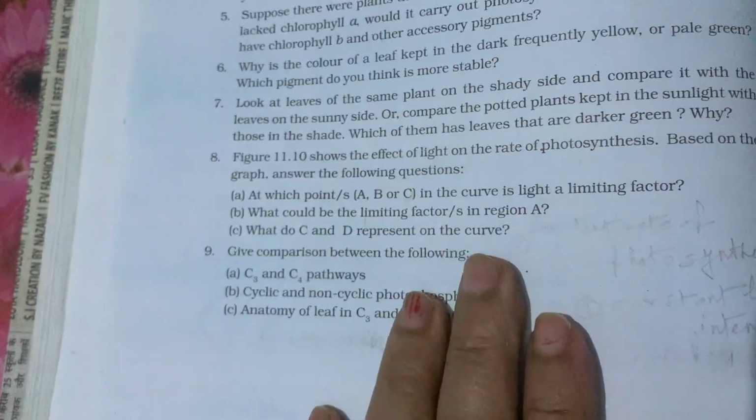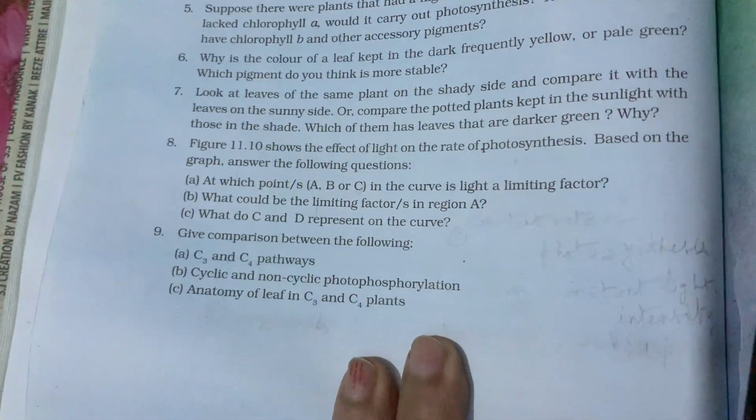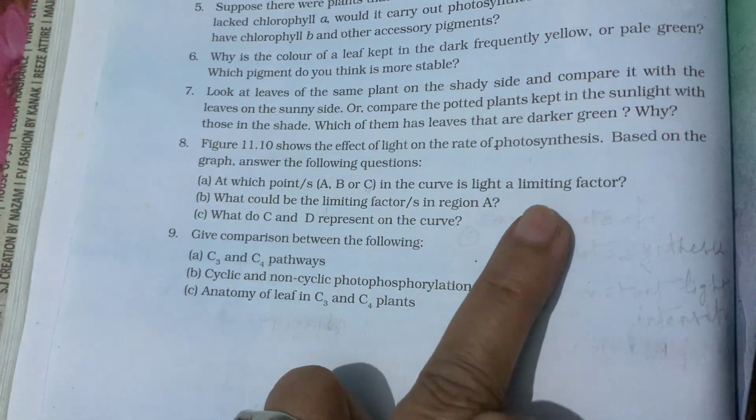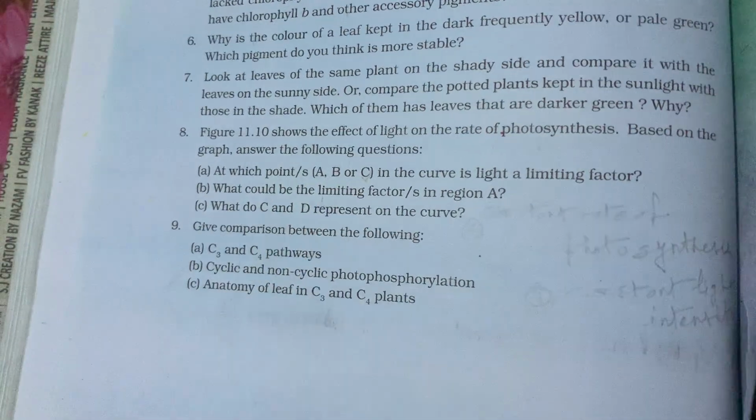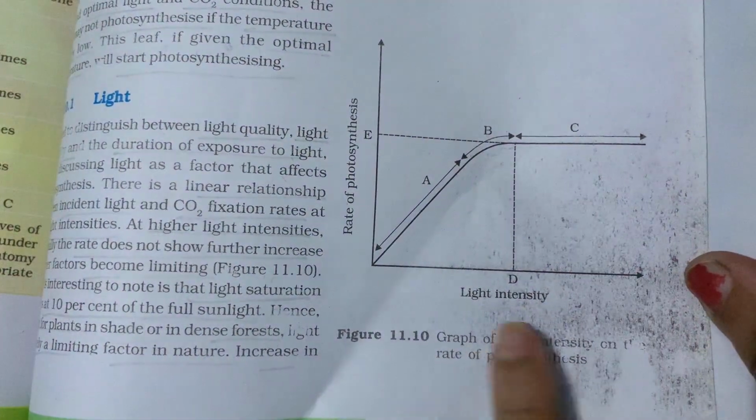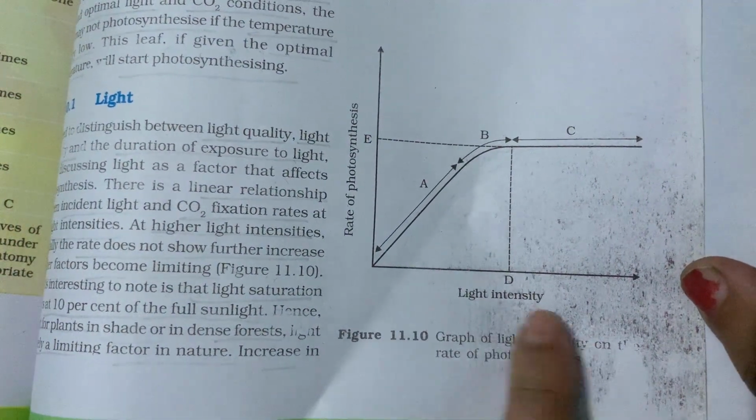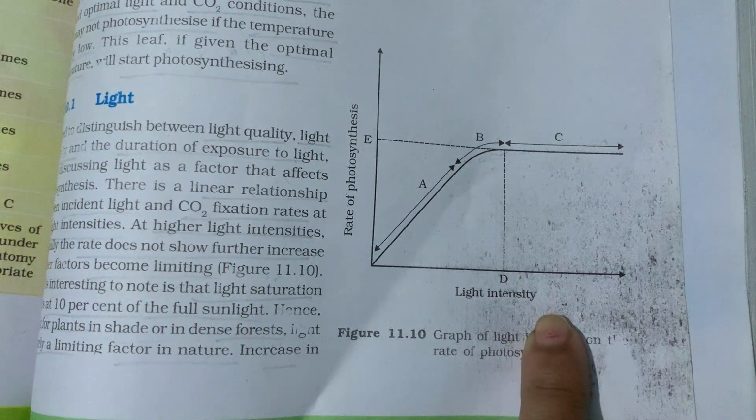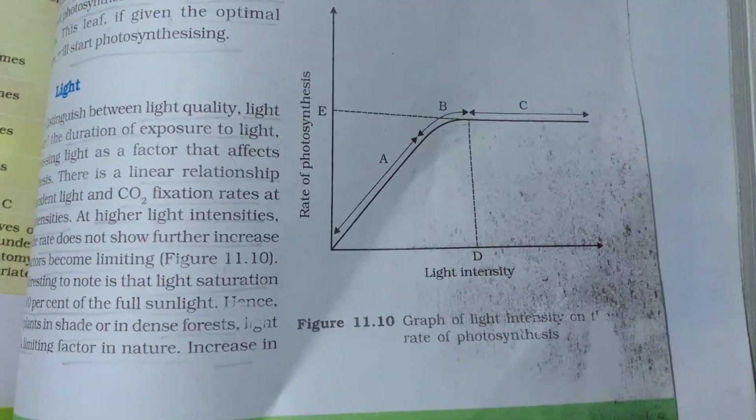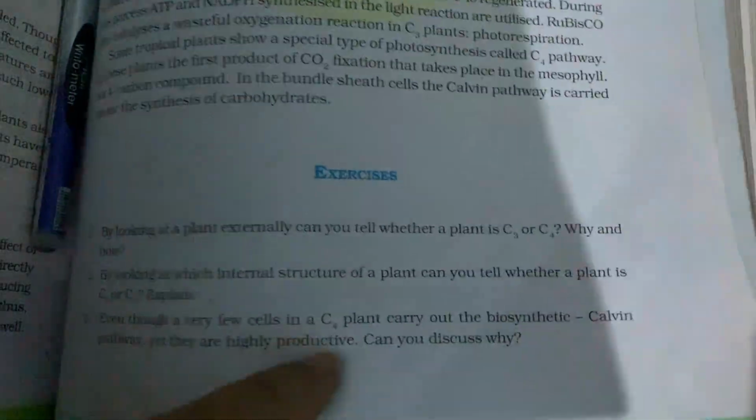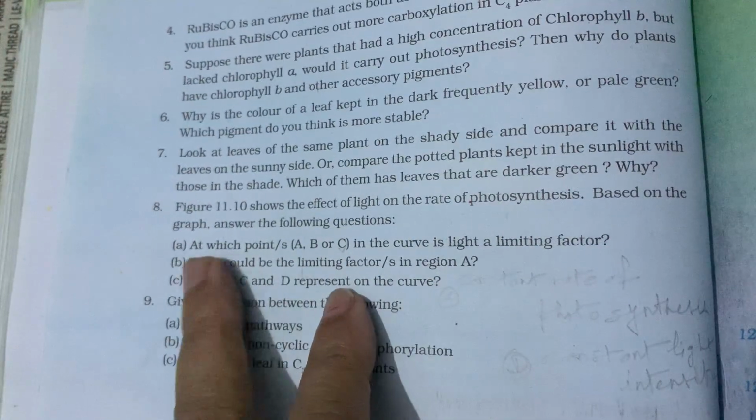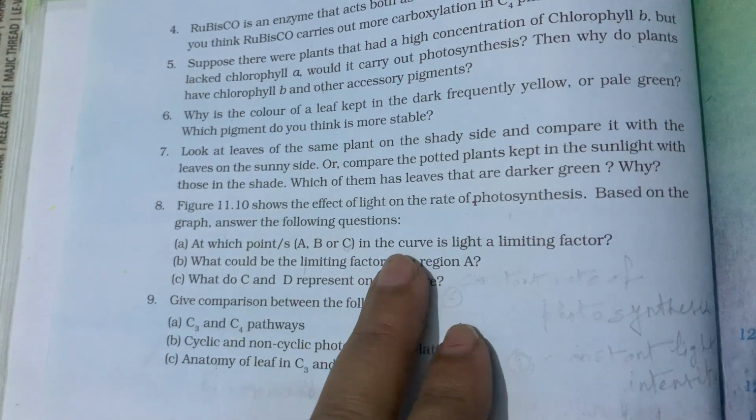Next question, question number 8. Figure 11.10 shows the effect of light on the rate of photosynthesis. Based on the graph, answer the questions. Your graph is this one, the 11.10 graph. Here, at which point A, B or C in the curve, is light the limiting factor?